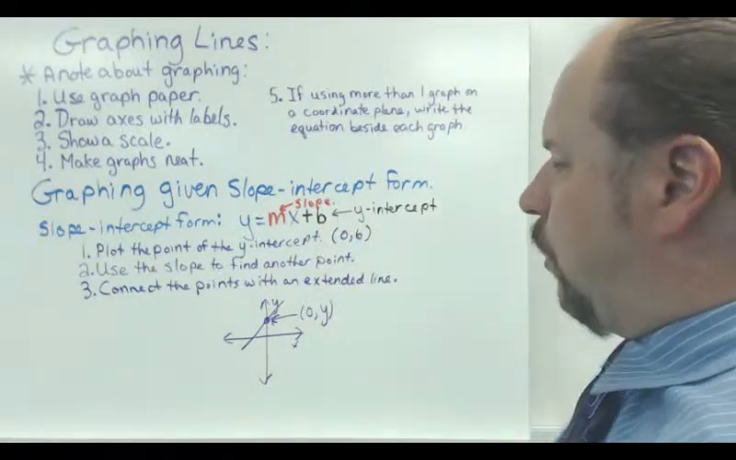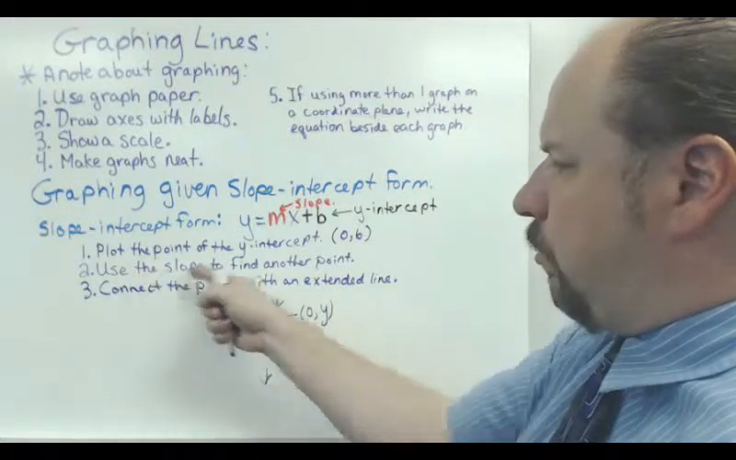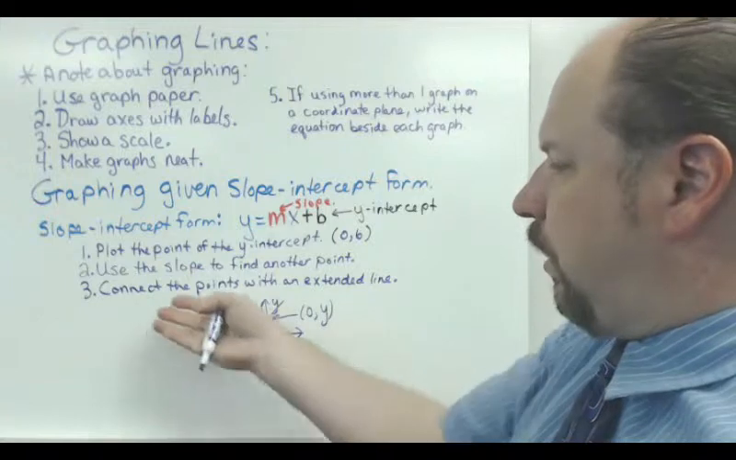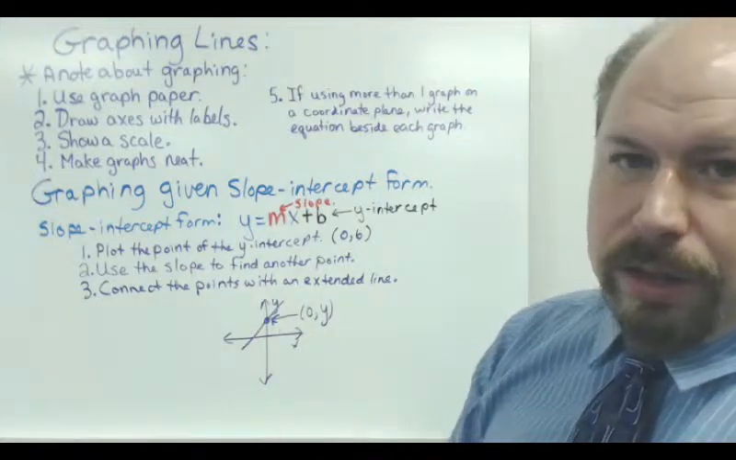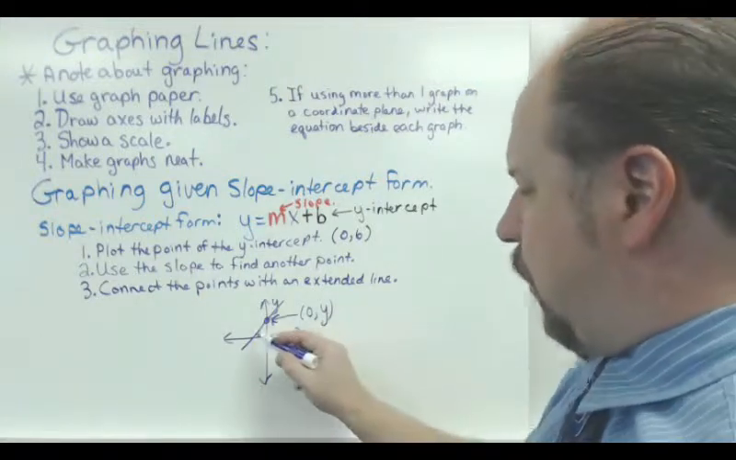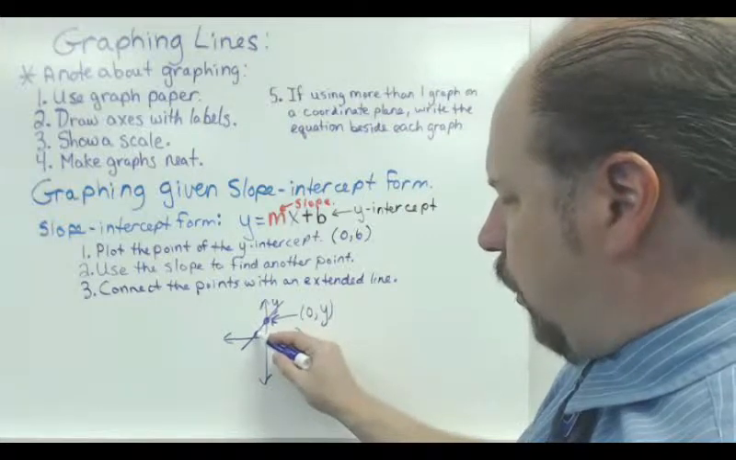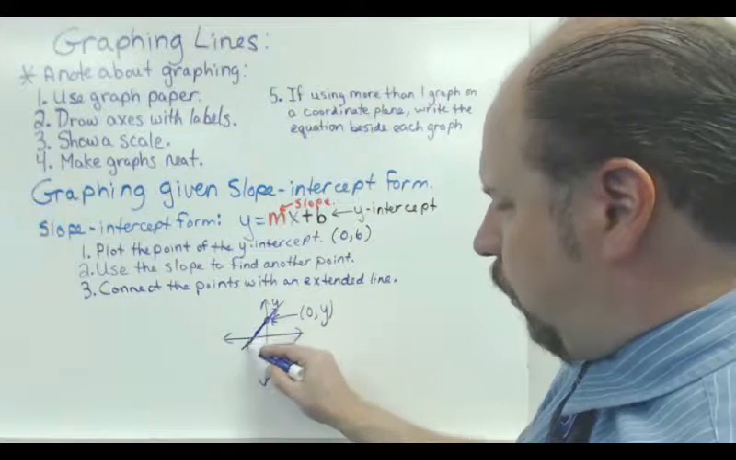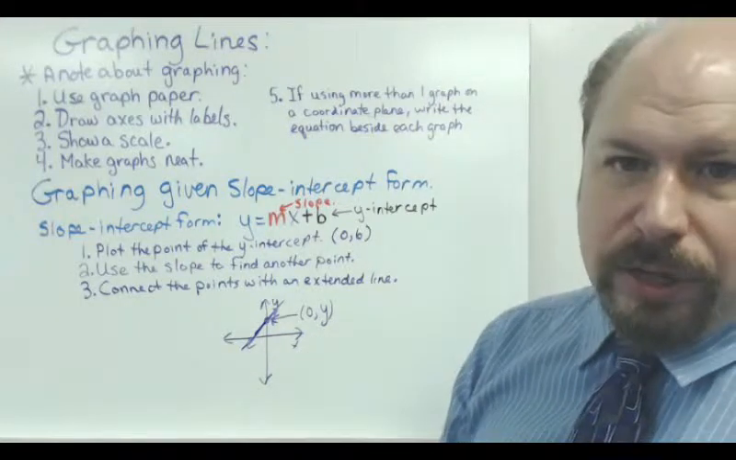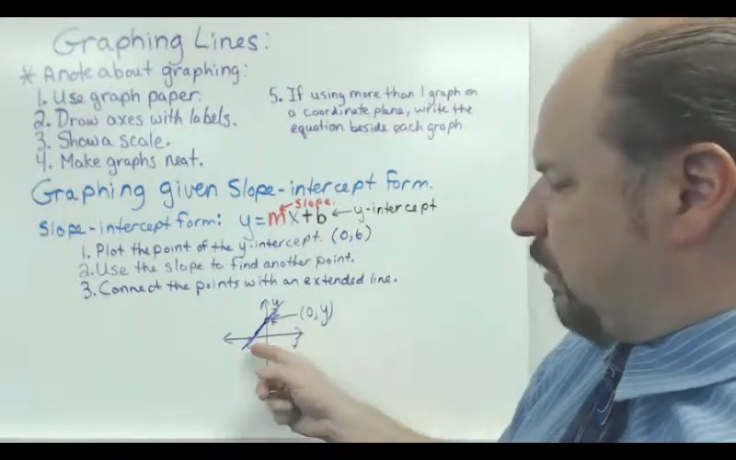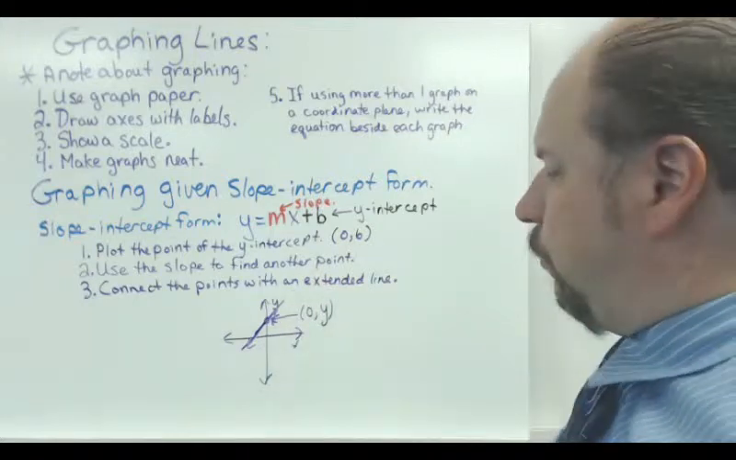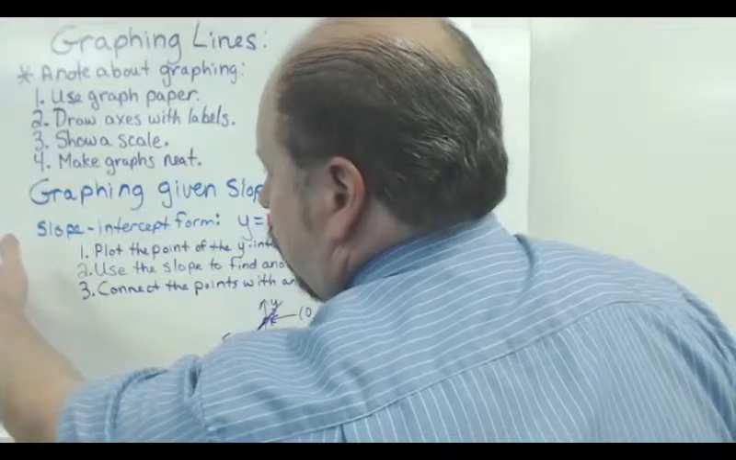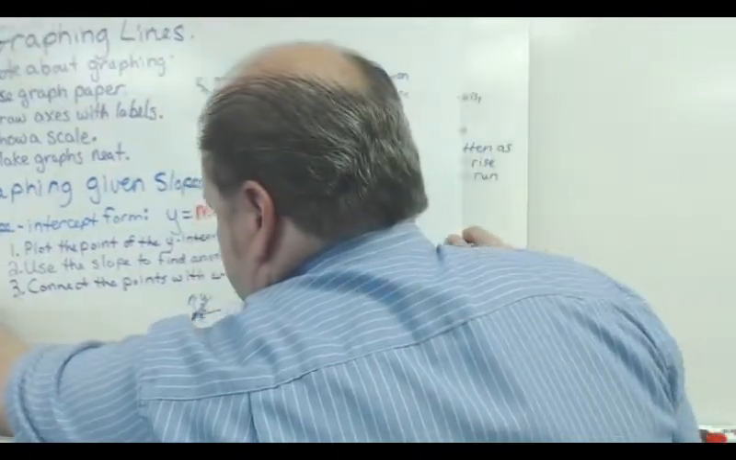Okay, so from there, you're going to use the slope to find another point on your line, and then connect the points with an extended line. And what I mean by an extended line is if you find another point on the line, don't just make it between those 2 points. Extend out your line. Show me that it's a line by making the arrows on the end, because remember that tells us that it continues on forever. Okay, so now we'll take a look at some examples of that.